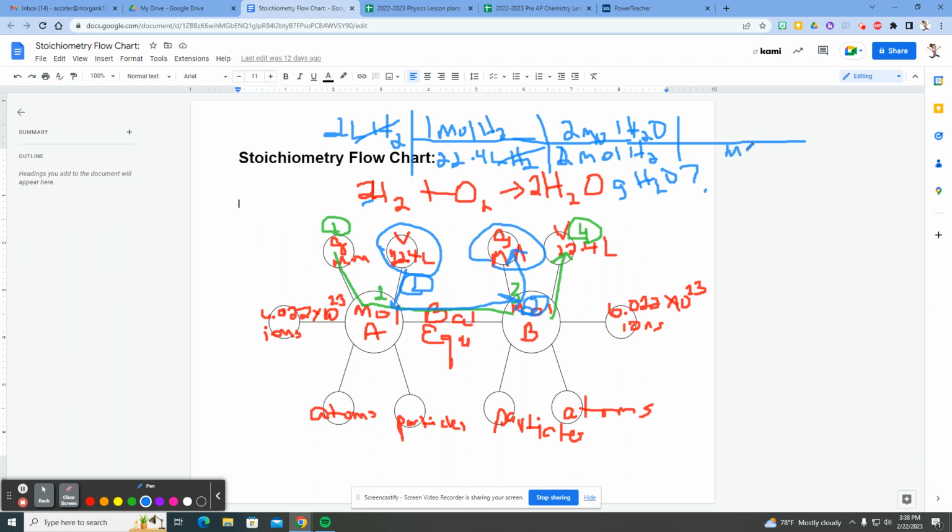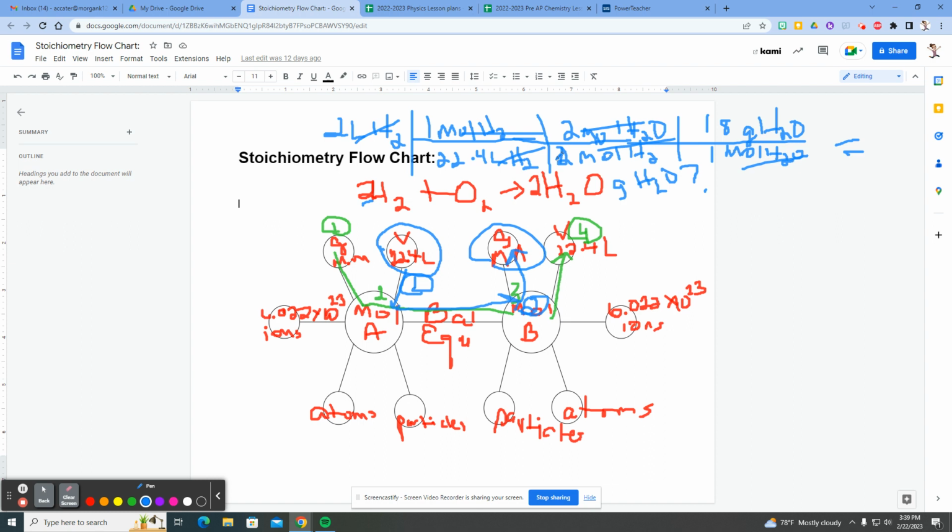Okay, and then my last step is going to be going to grams of water right here. So moles of water to grams of H2O. And that's my molar mass. 1 mole is 18 grams. And then I just do the math involved with that. So 2 times 18 divided by 22.4 divided by 2. And that will give me my correct answer. Okay, so that's just how you would use this flow chart to help you with stoichiometry.